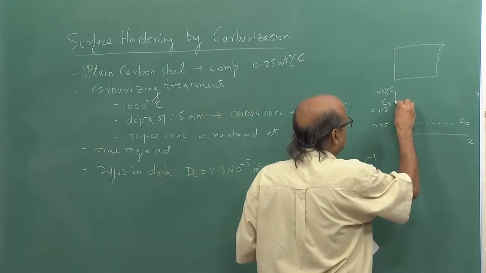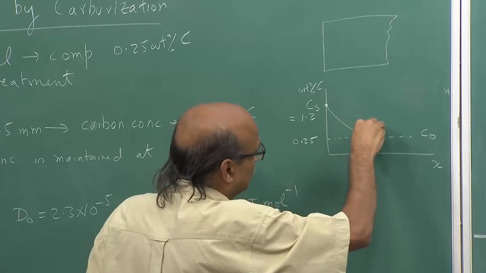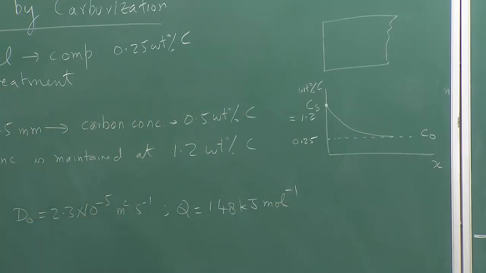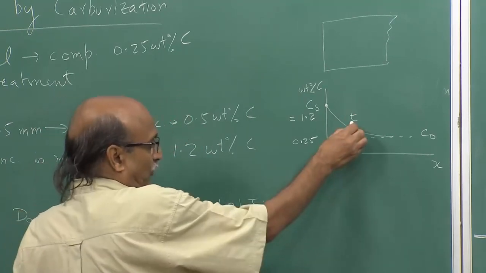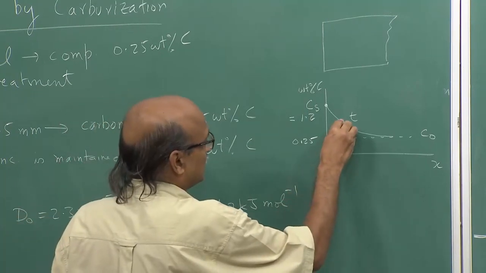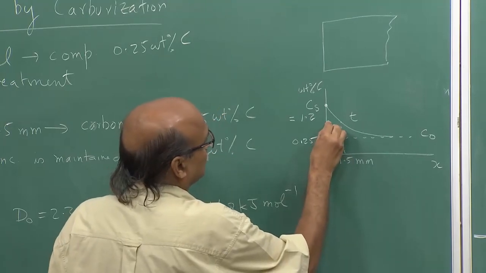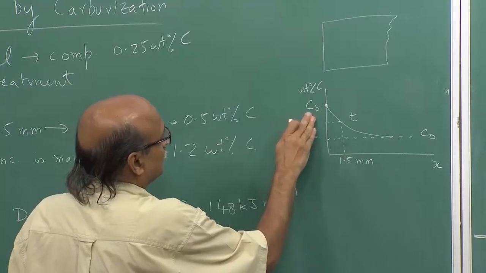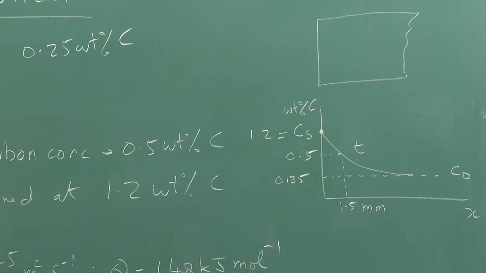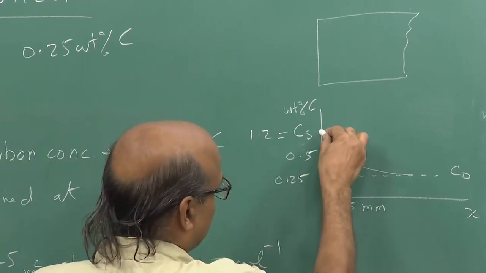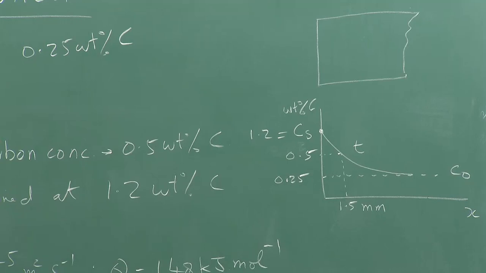After some time t, we will have carbon diffusion into the material and we will get a profile something like this. So, this is at some time t, and in fact, I want to find the time t for which at a depth of 1.5 millimeters, the concentration becomes 0.5. So, I want to basically find the profile at time t, which gives me this particular concentration at this particular depth.